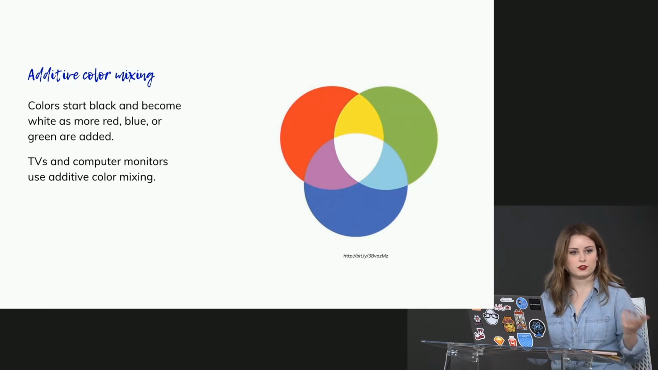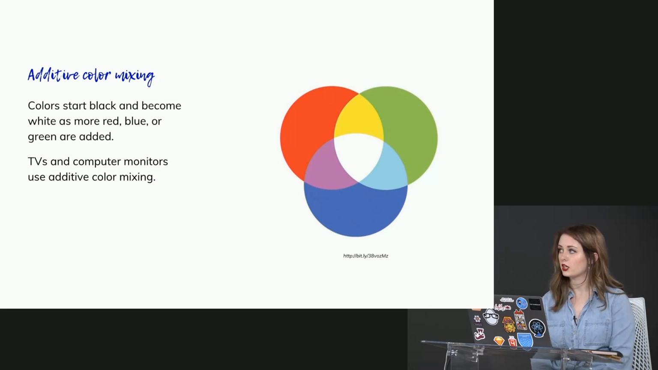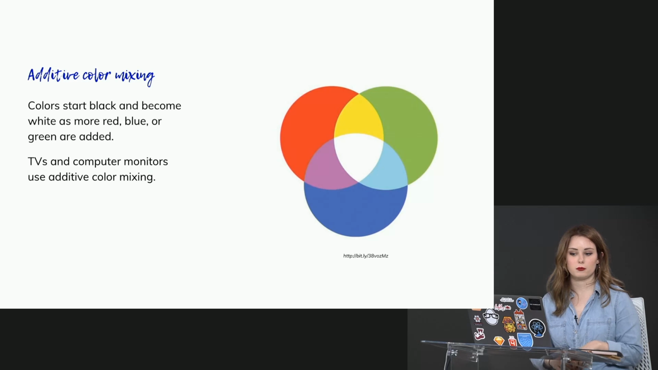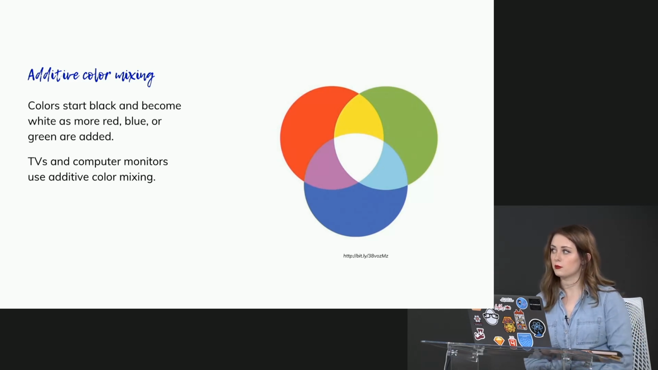How many of you knew that there were two different types of color mixing? Okay, Matt, maybe Daniel a little bit, cool. So there are two different types of color mixing. I didn't know this. Additive color mixing. So colors actually start black and become white as more red, blue, or green are added. This is used for TVs and other computer monitors.